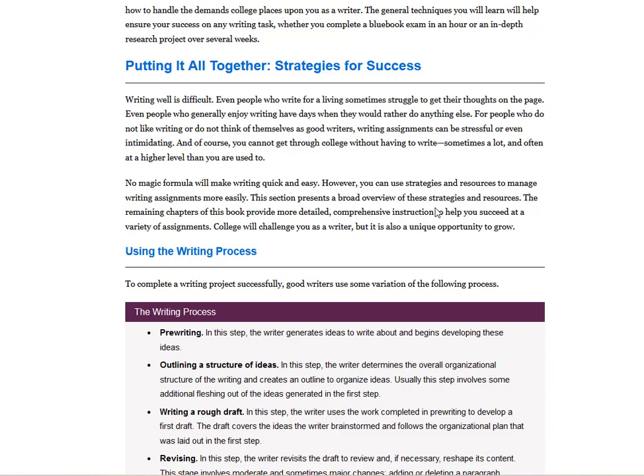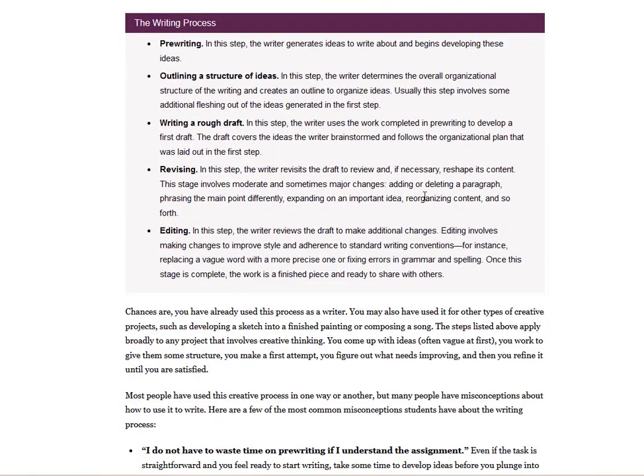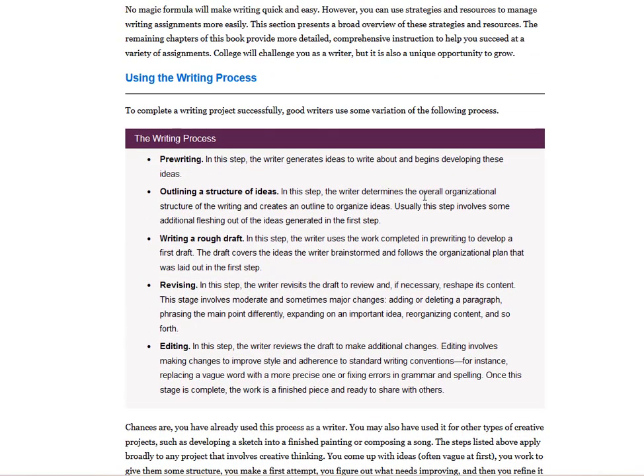So there's no magic formula for writing, but you can use strategies and resources to manage writing assignments more easily. And so what you can do is use the writing process. In this class, we're going to go over the writing process. To complete a writing project successfully, good writers use some variation of the following process. Pre-writing. In this step, the writer generates ideas to write about and begins developing their ideas for a paper.